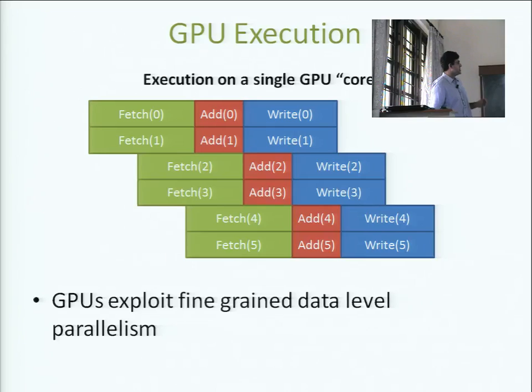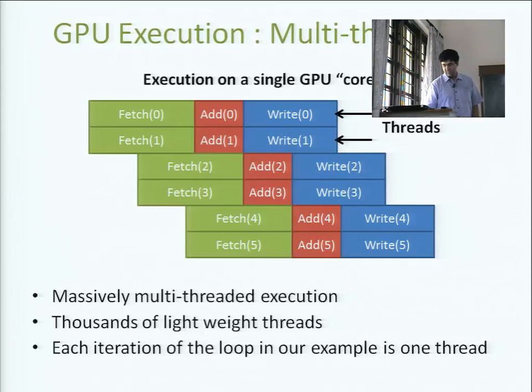Okay, so this is how a GPU would run it. It's a simplified view. GPUs exploit this very fine-grained parallelism that is called data level parallelism. So you would have all these things happening in parallel, massive parallelism. Think about it as each of these things being threads for a GPU. Each iteration would be a thread.